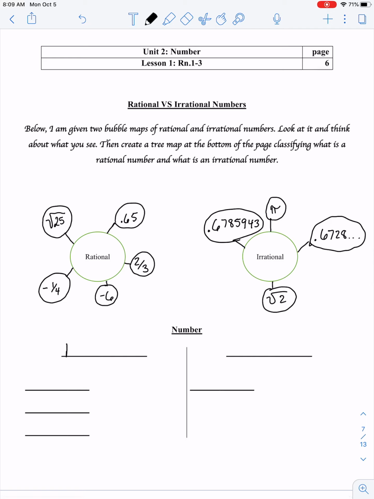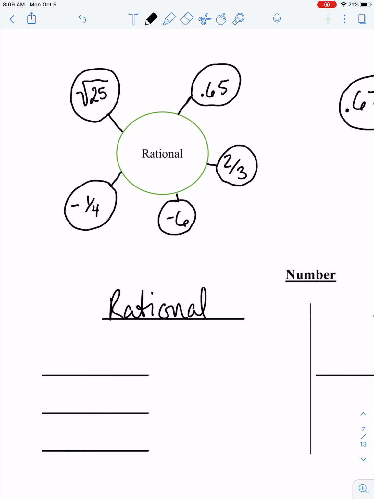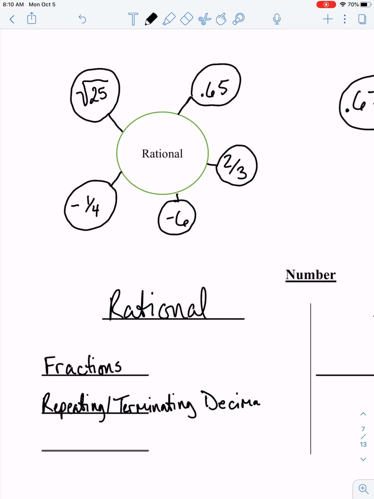So again, rational numbers, irrational. So if we look at the kinds of numbers we have over here, we have fractions, repeating decimals, or terminating. Terminating just means they end. And last but not least, integers.